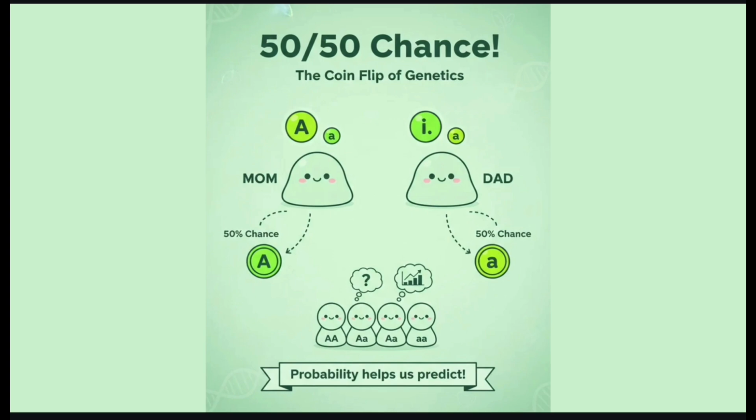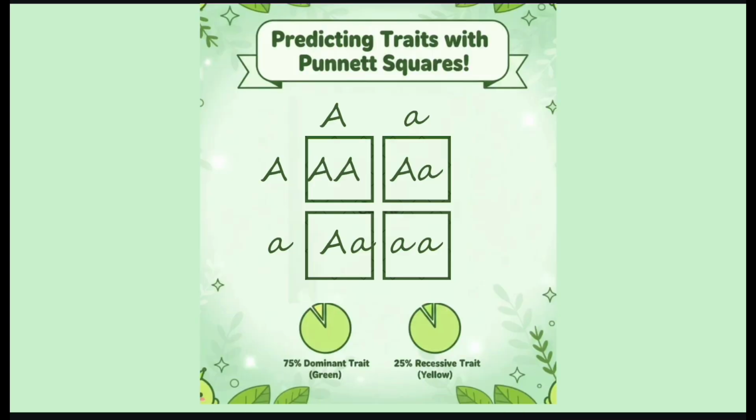Okay, so imagine a parent has two versions of the same gene: gene capital A and gene lowercase a. There's a 50% chance that they pass on capital A and a 50% chance that they pass on lowercase a. Since we can't know for sure which one will be passed on, scientists use probability to make predictions about what the offspring will look like. To understand this, we'll use something called a Punnett square.